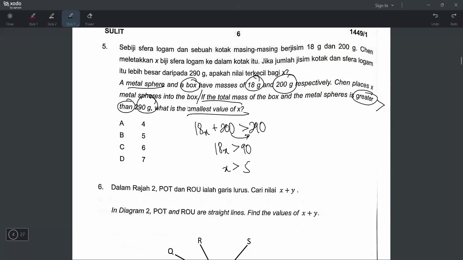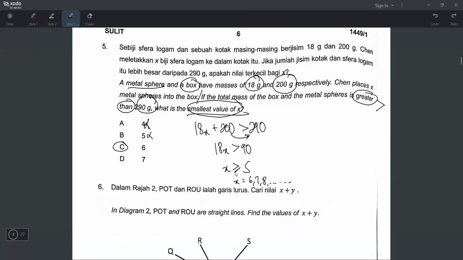So what is the smallest value of x? 6 lah. Yeah, 4 cannot. 5 also cannot. Because they say x bigger than 5. If x bigger than 5, if you try to list the first three integer, it will be 6, 7, 8, and then dot, dot, dot. So the smallest value should be 6. Okay, 5 is not included because they say greater than 5, right?